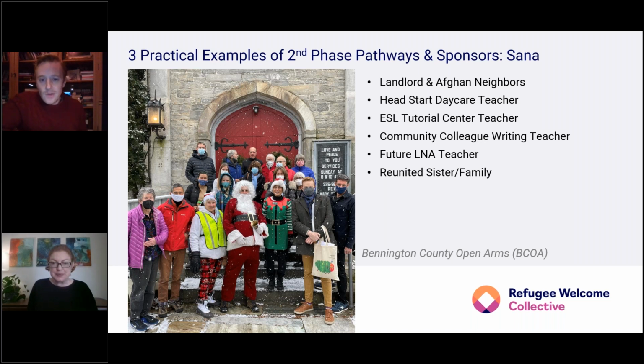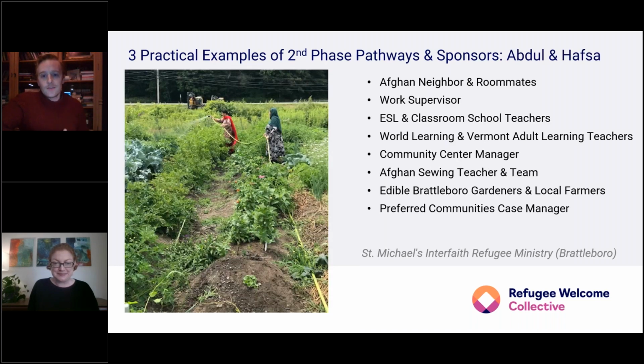They've connected the family with daycare, and they've developed a good relationship with the Head Start daycare teacher for their kids. The woman continues to go to ESL and has a good relationship with her ESL teacher. And now they're connecting her with the local community college that's offering an additional writing program that she needs. And they're looking into an online LNA program that she'll be able to pursue. And now we're trying to reunite her with her sister and their family, right? So all of this is providing her with that support network that she's going to need to longer term requalify as an LNA in Vermont.